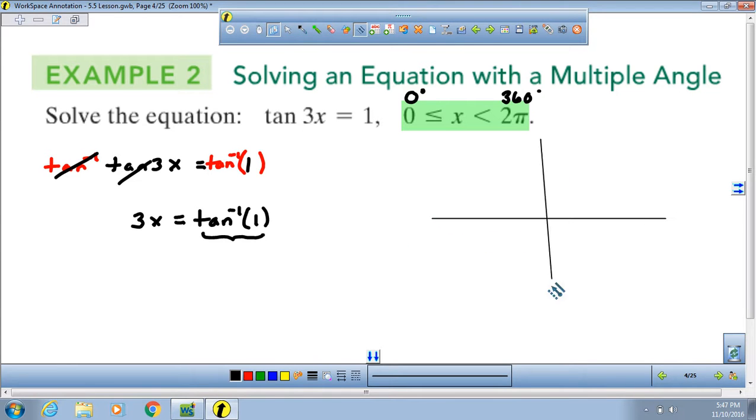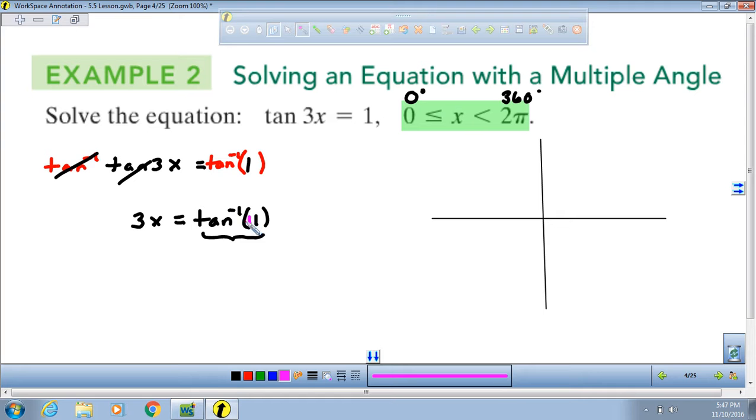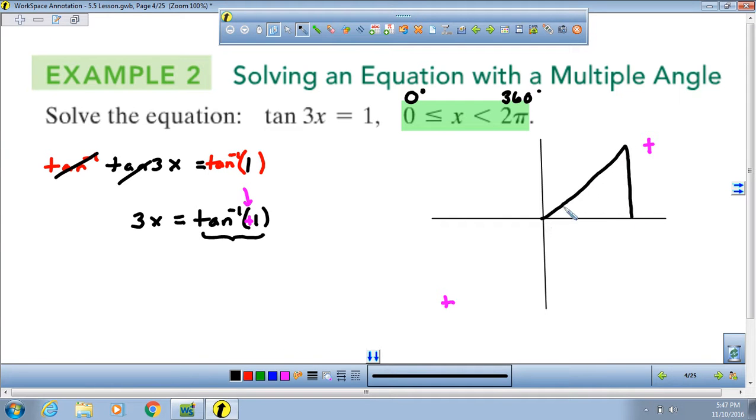That value is a positive value, right? So we need to determine in which quadrants tangent is positive. Tangent is positive in quadrant 1 or in quadrant 3. So we are going to create the triangle right here, starting with quadrant 1, representing some angle theta that we don't know yet, and also in quadrant 3.